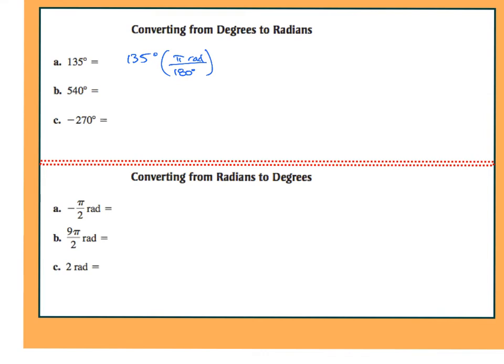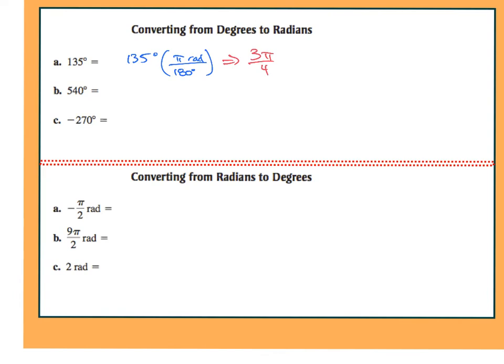Did you say that comes out to 135 over 180 pi? Yeah. The pi goes down? No. Pi is still up top. So 135 pi over 180. All right, so they're both divisible by 45. So what would I end up having? 3 pi over 4.